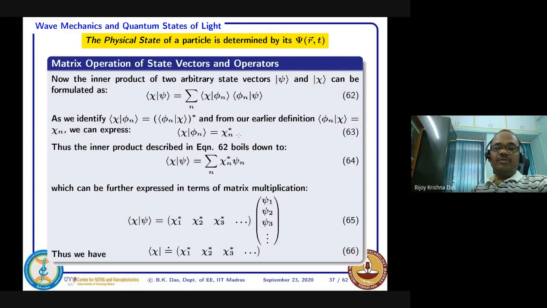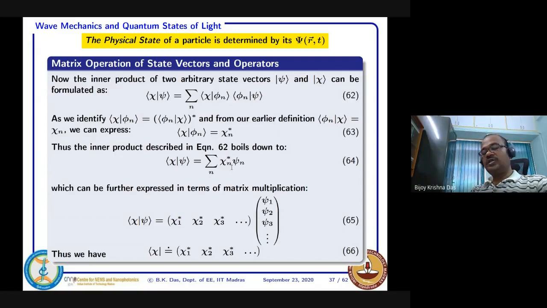Okay, now let us come back to equation 62. I know that this is chi n star and this is psi n. So we are writing like this, and 62 can be simply written like this. This is a projection of psi along phi n, and this is a projection of chi along phi n, but because it is reversed, it is star.